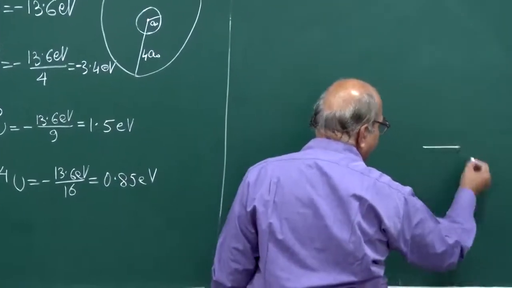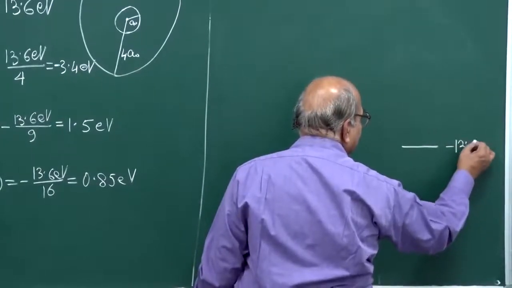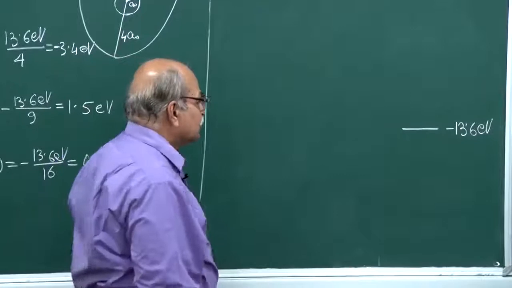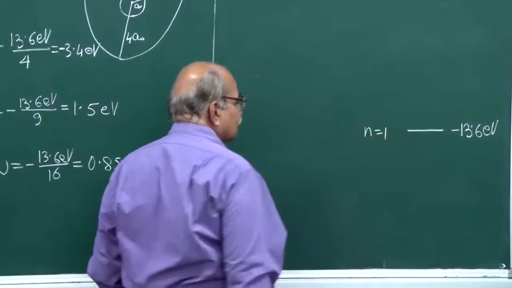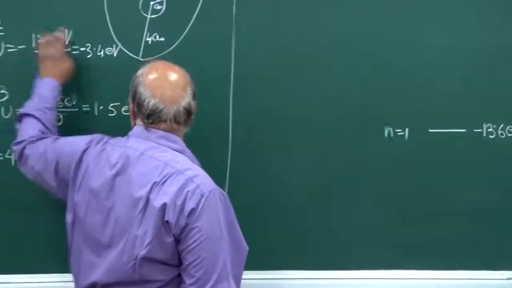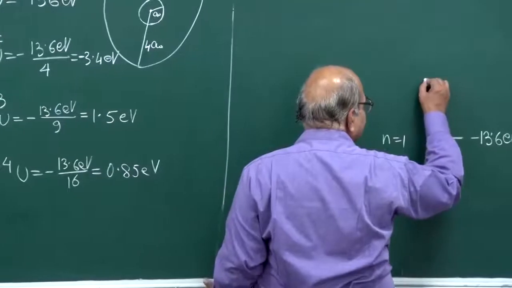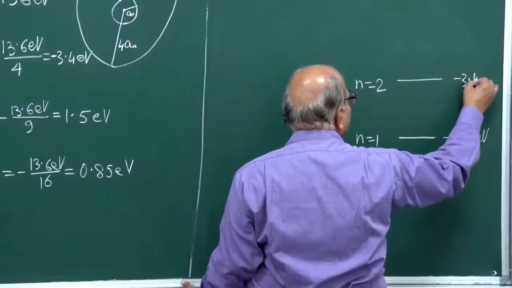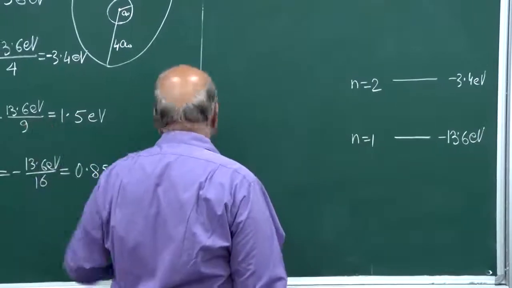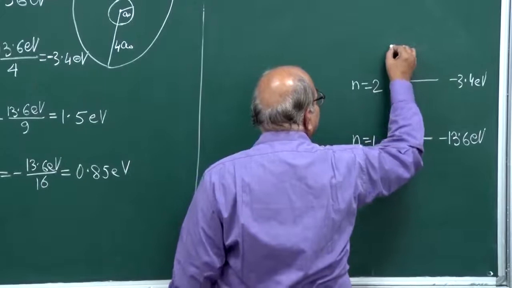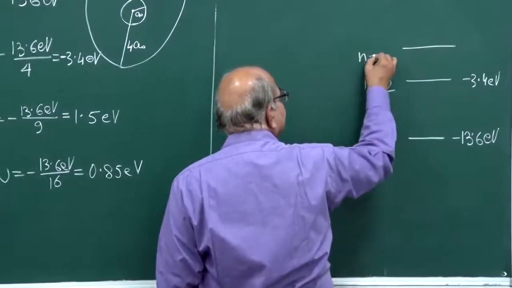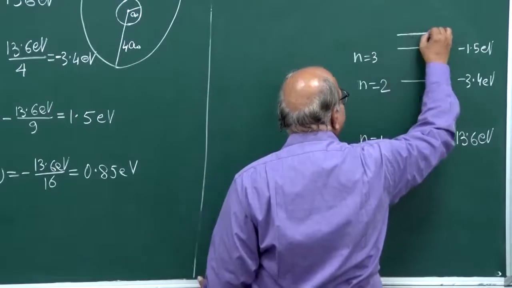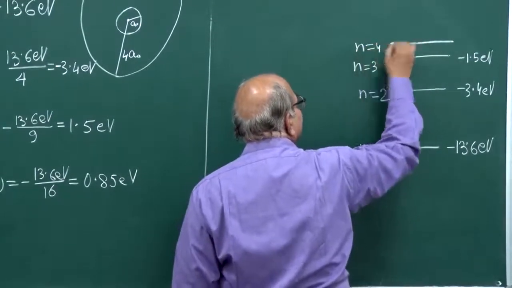We draw a horizontal line and say that this represents minus 13.6 eV. In the vertical direction, energy is going up. So this corresponds to n equal to 1. And then n equal to 2 is minus 3.4 eV, let us say somewhere here. N equal to 3 is 1.5 with a negative sign, so it will come somewhere here. This is n equal to 3, and this is minus 1.5 eV. Then you have 0.85 eV, n equal to 4, and so on.